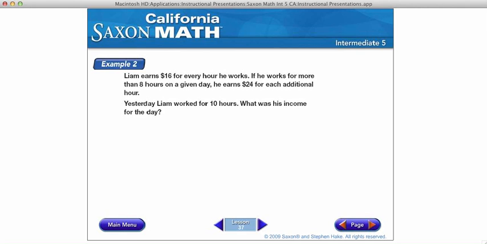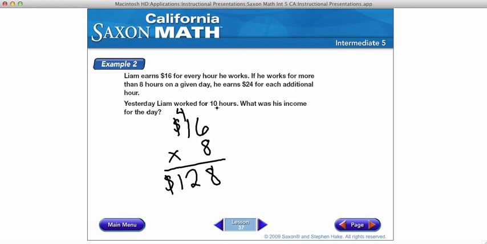Well, we know that for every hour he works, he earns $16 for up to 8 hours. So step 1 is to find out how much he earned in those 8 hours. So $16 an hour times 8 hours. 6 times 8 is 48. 8, 9, 10, 11, 12. So he earned $128 for those first 8 hours.